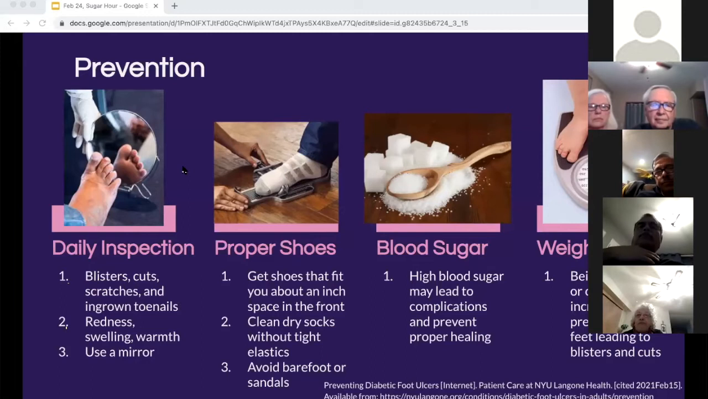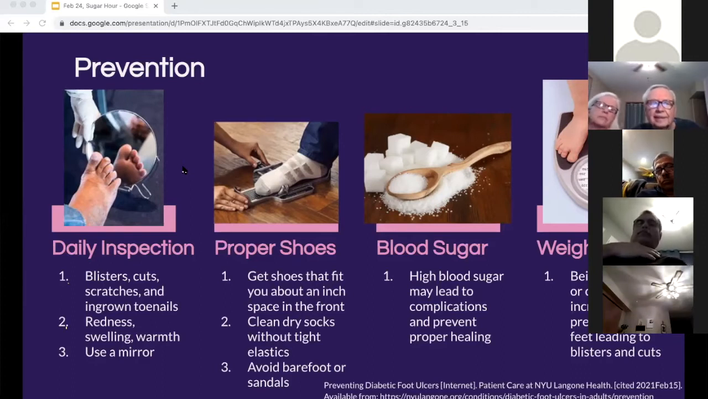So first, you're going to try to do daily foot inspections, looking for things like redness, swelling, warmth, blisters, or ingrown toenails. And a good tip is actually to use a mirror when you're doing this, because it's more frequent that these ulcers are going to begin on the soles of your feet, the heel of your foot, that kind of thing. And if you're not using a mirror and you can't see all the way at the bottom of your foot, one could be growing right under your nose and you wouldn't know about it.